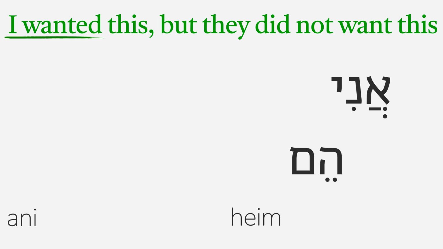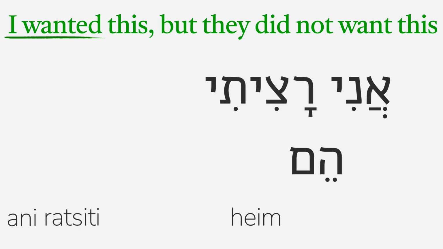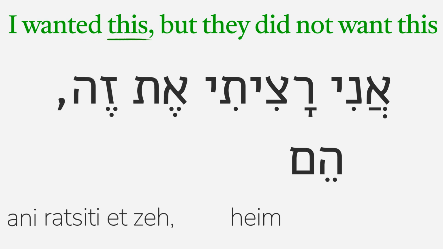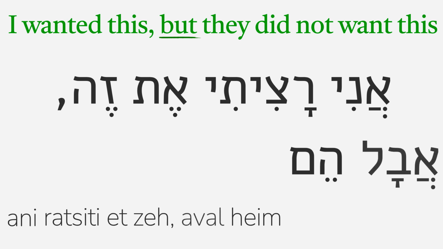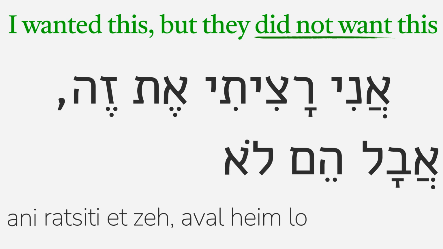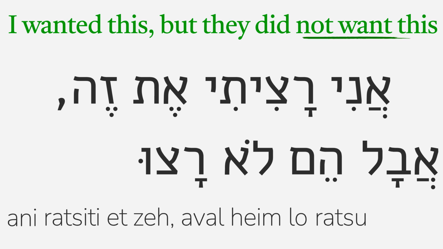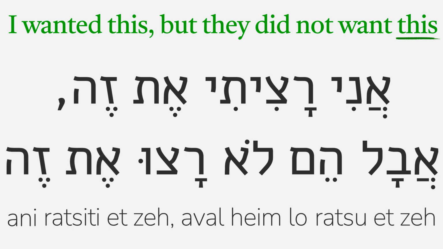So I wanted will be ani, I, and the verb ratziti, wanted in the ani form. This is et ze. The word but is aval, and they is heim. Didn't want in Hebrew will be lo, not, and the verb ratsu, wanted in the heim form. Lo ratsu, did not want. And again, this is et ze.